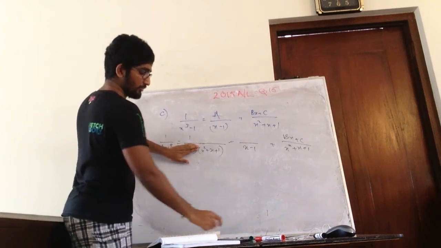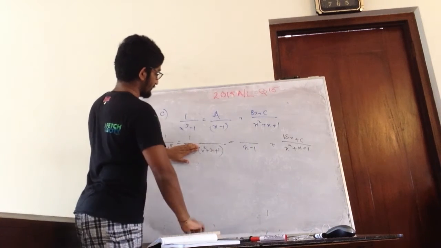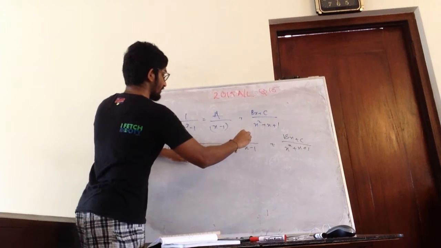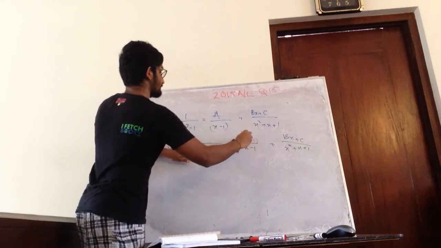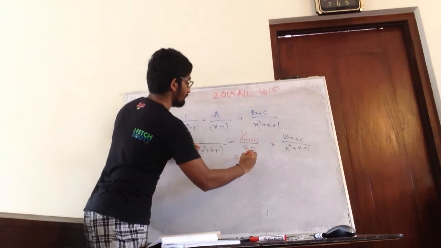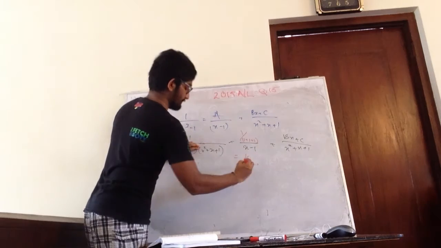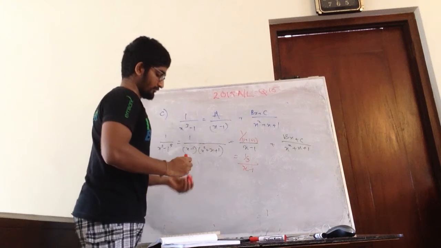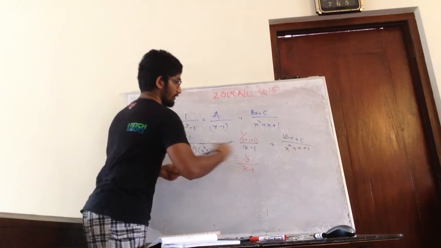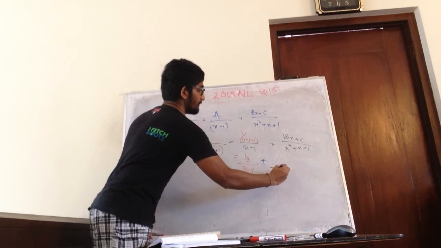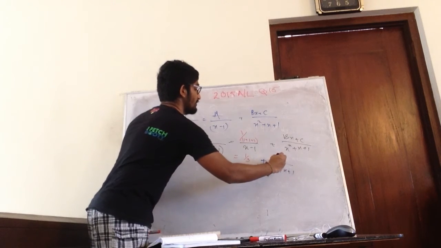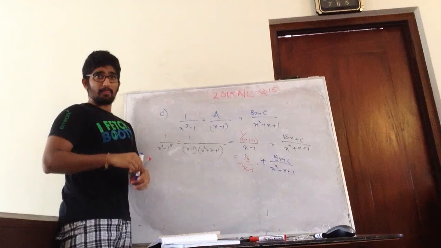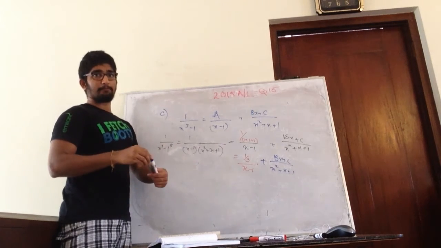So if you cover this out, you will get 1 over, this becomes 1 plus 1 plus 1. That means A is 1 over 3. So we have 1 over 3 times x minus 1, plus bx plus c over x squared plus x plus 1. Right? So now we need to find bx plus c.